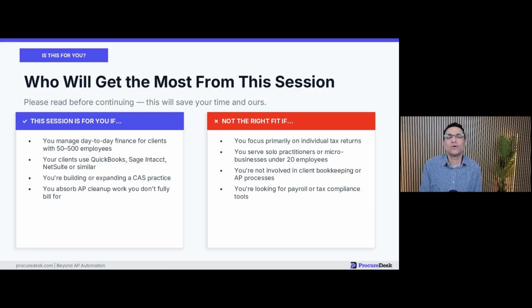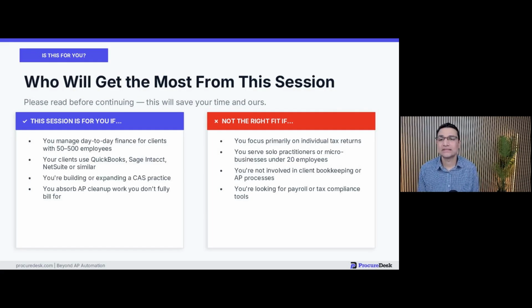All right. So what are you going to get the most from this session? Just to make sure again you're in the right room. This session is for you if you are managing day-to-day finance for clients between 50 and 500 employees. Your clients are using systems like QuickBooks, Xero, Sage Intacct, NetSuite, or similar. You're building or expanding a CAS practice and want to take it to the next level. And you're probably absorbing a lot of AP cleanup work which you don't fully bill for.